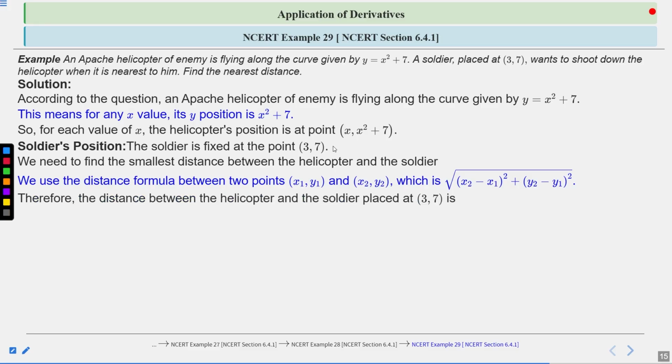Therefore, the distance between the helicopter and the soldier placed at (3, 7) is root over (x minus 3) whole square plus (x square plus 7 minus 7) whole square, which is equal to root over (x minus 3) whole square plus x to the power 4. This is the distance between a point on the curve y equals x square plus 7 and the point (3, 7).